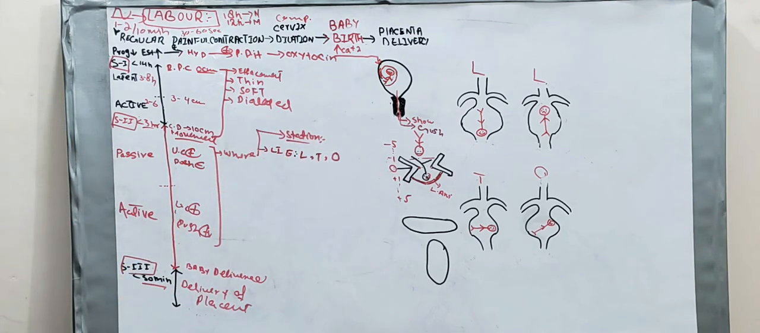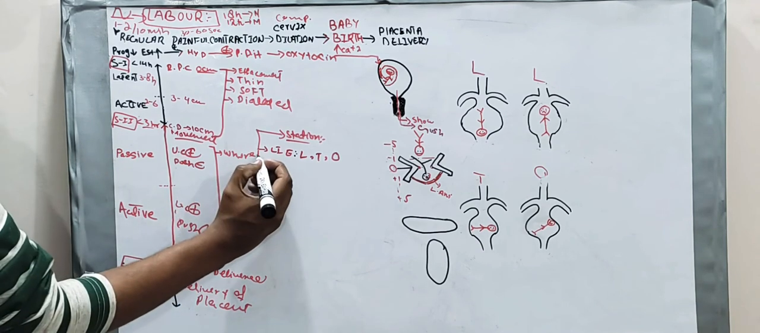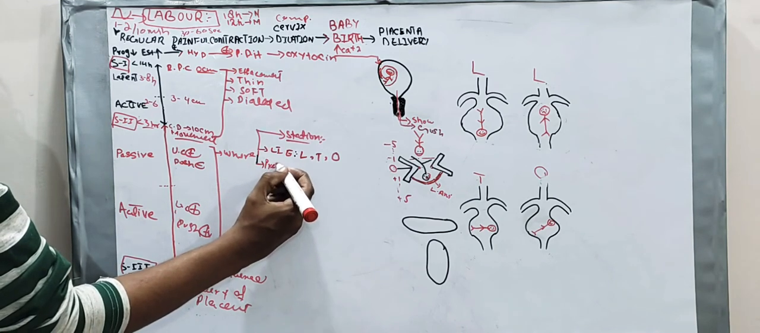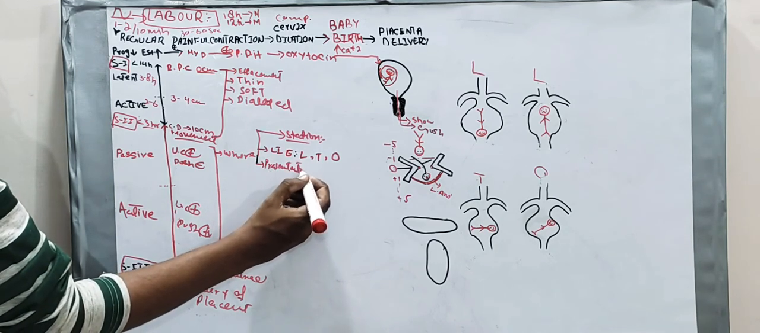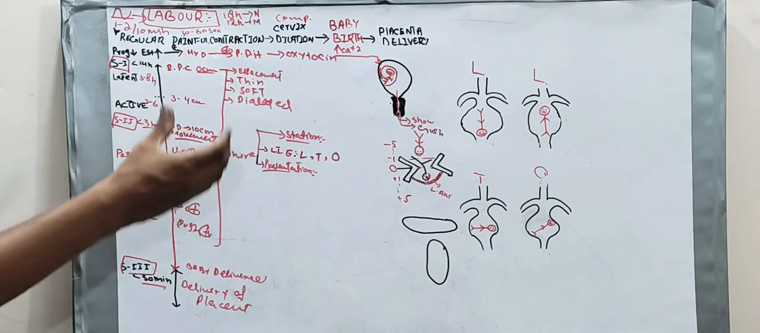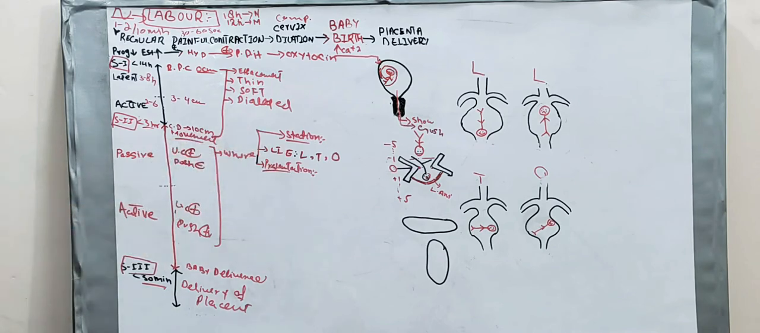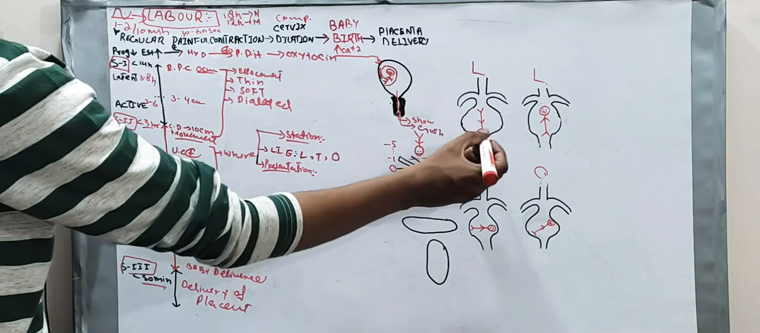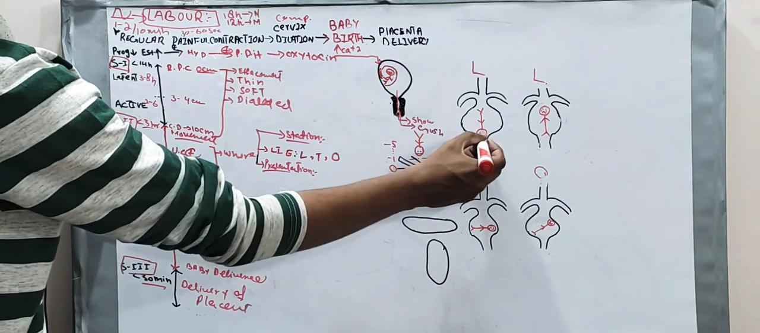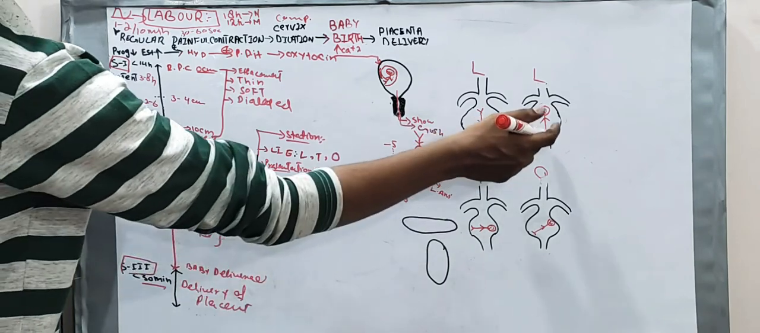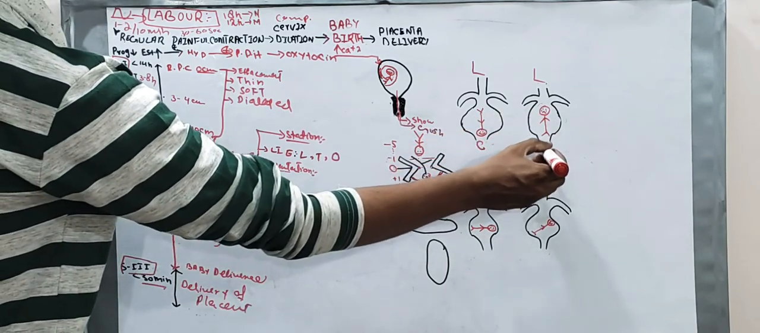To check the lie, we can palpate the abdomen. Then the next one is presentation. What is presentation? The part of the baby which is coming out of the cervix, the part that is downward, represents its presentation. In this case, the baby's head is downward, coming out through the cervix, so it is a cephalic presentation. Here the limbs are coming out, so it is a breech presentation.